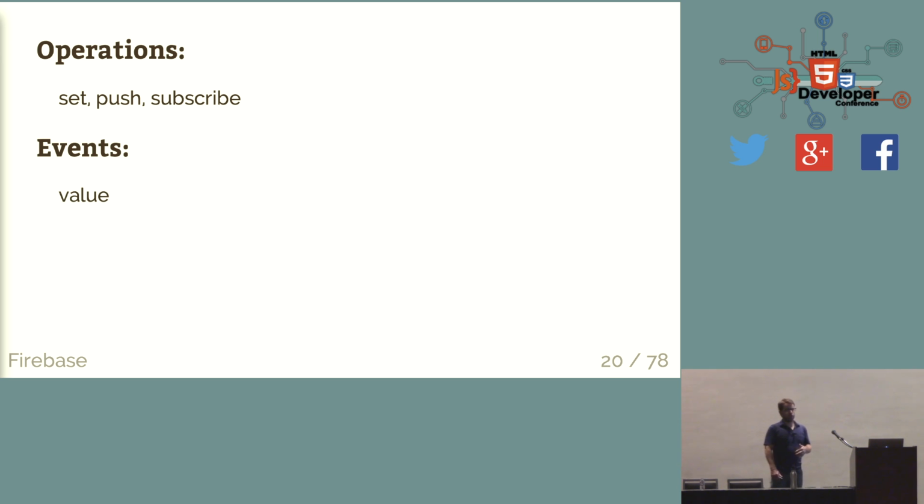The things to which we subscribe are fairly straightforward. The current value at some location: when this event fires, it means our node is up to date with everything that is at that location. Then there are a series of child events: child added, removed, changed, and moved. These have to do with the ordering of data, and we'll see these things in use pretty quick.